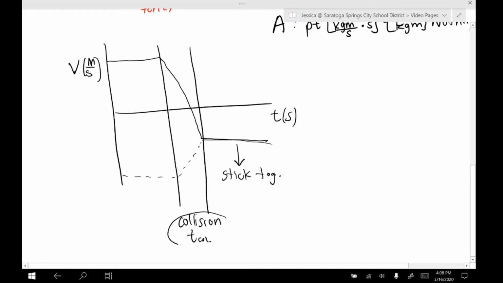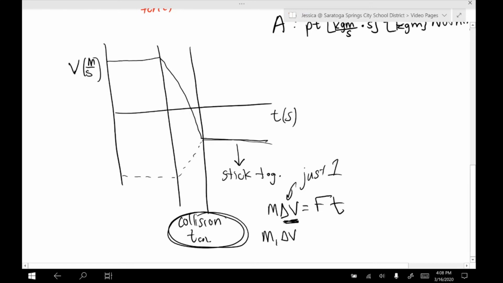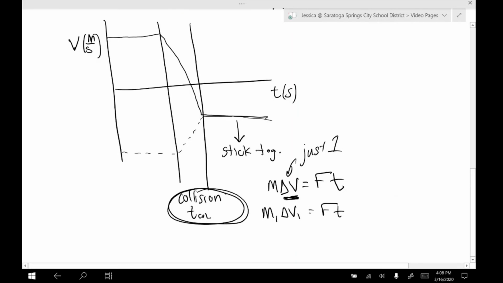Now, the reason why this might be fun is if we knew the masses of both of the vehicles, then we could use the idea that mass times change in velocity is force times time. We can get the change in velocity for one of the objects, not both, just one, using the mass. So we could rewrite this as m1 delta v1 is force times time. So we can find the change in velocity by just looking at what it is here and what it is there, and then doing v final minus v initial, and divide by the collision time from the graph.